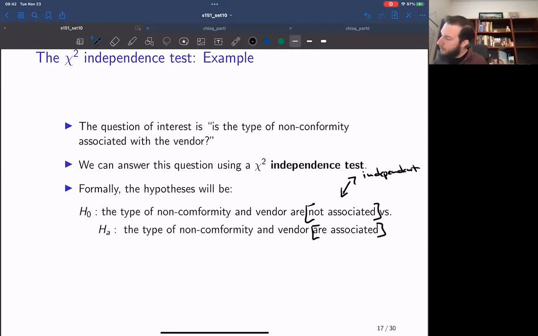Okay, so it follows that are associated, this could also be written as not independent. So again, with this test, we have a pretty standard set of null and alternative hypotheses. The null is again just saying these things are independent, and the alternative is saying they're not independent. That's pretty much all there is to it.